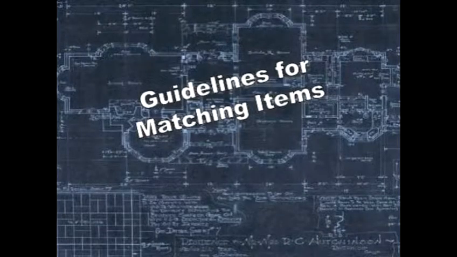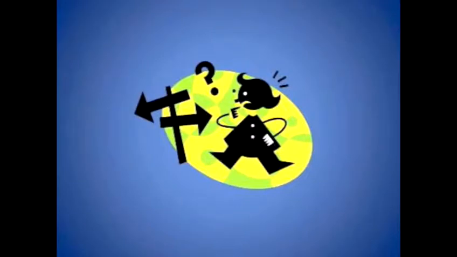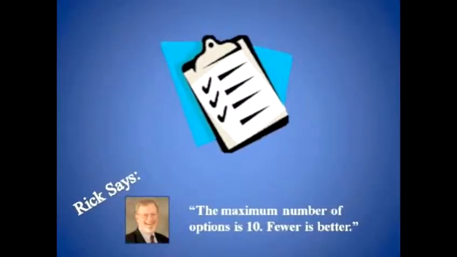Guidelines for matching items. Stiggins suggests when creating matching exercises, we follow all of the multiple choice guidelines. Additionally, you will want to provide clear and concise directions for making the match. Keep the list of things to be matched short. The maximum number of options is 10. Fewer is better.